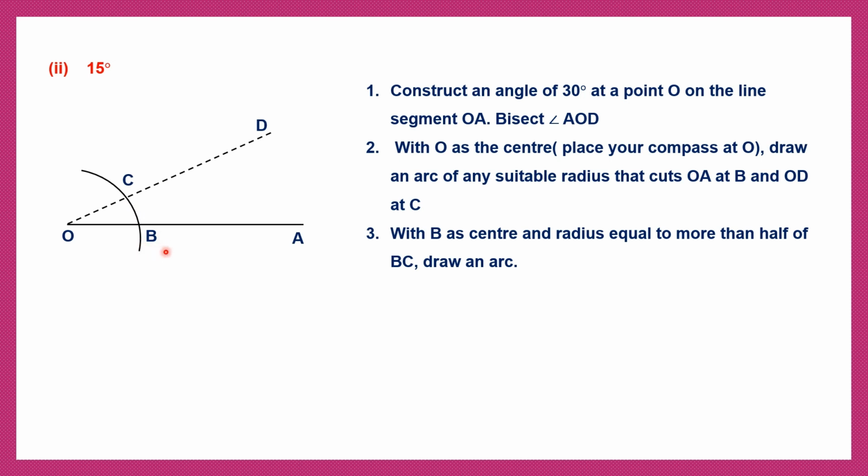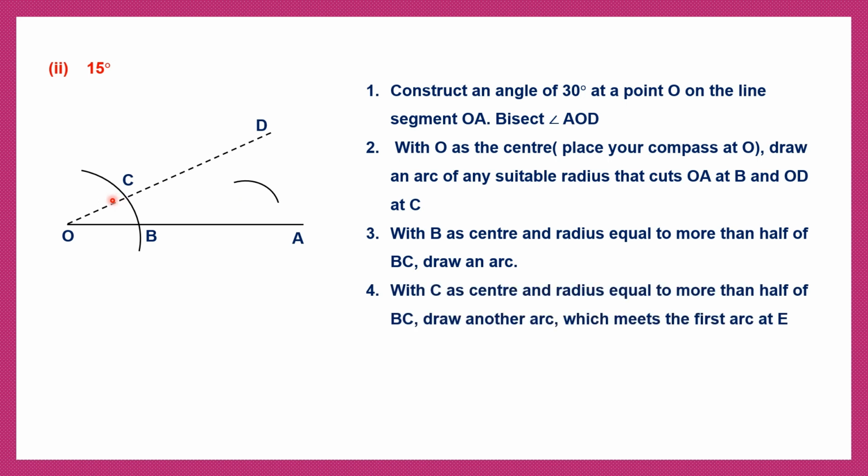So change the measurement on your compass, make it more. So more than half of this. Now draw an arc. So keeping it at B, draw an arc. Now keep it at C and again same way draw an arc here. Okay, so keep it at B and draw an arc. Keep it at C and draw an arc, and both these arcs will meet at E.